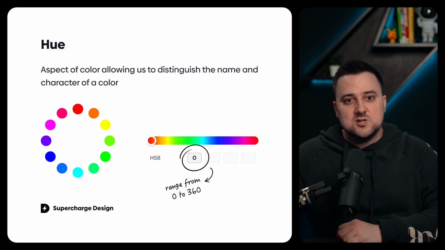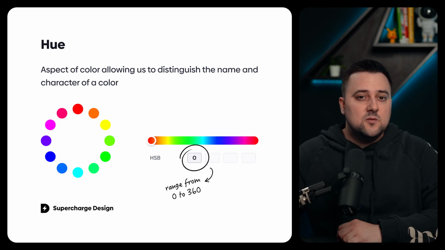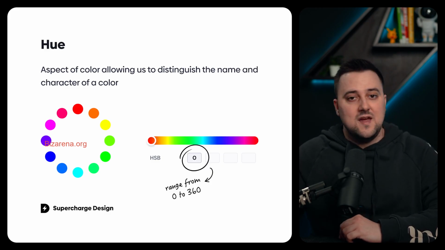Hue works in conjunction with saturation and brightness to produce the full spectrum of colors we see. Saturation refers to the intensity of a color, while brightness refers to its lightness or darkness. Together, these three properties create the full range of colors we see in our everyday lives.